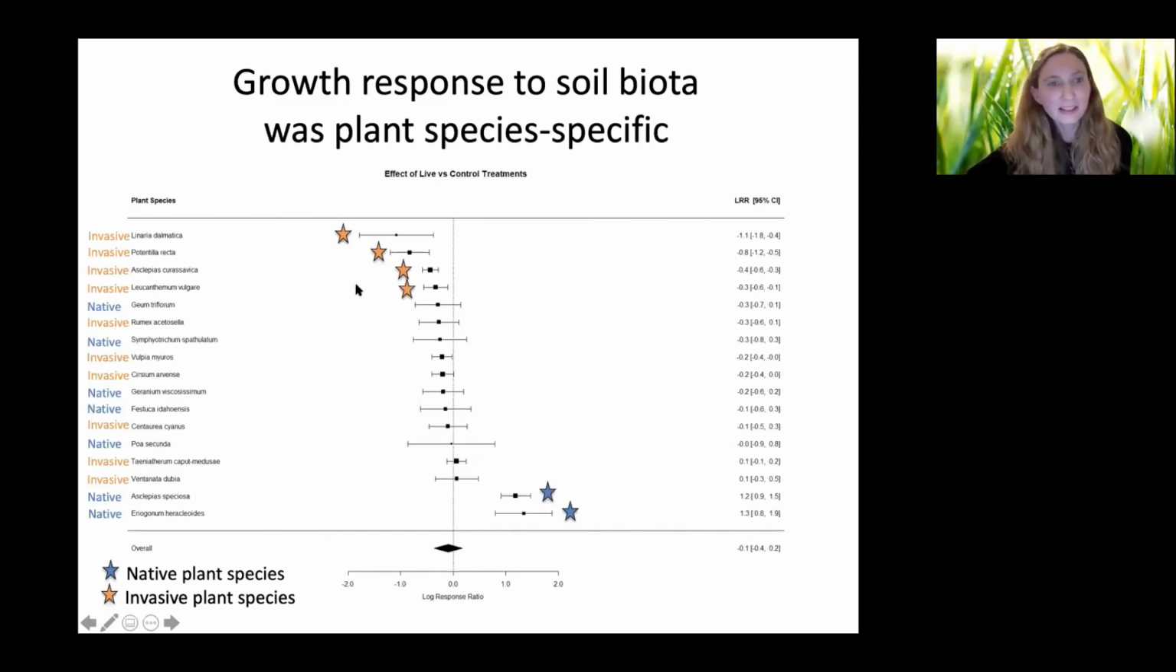And what we found again was that these invasive plant species tended to be inhibited by the mycorrhizal inoculum. So they grew worse in the pots that were inoculated with this local prairie soil. And then we had two native plant species that seemed to benefit quite a bit from the inoculation. This was Asclepias speciosa, or showy milkweed, and Wyeth buckwheat. But then again, there are several in the middle here that don't seem to show a strong responsiveness either way.